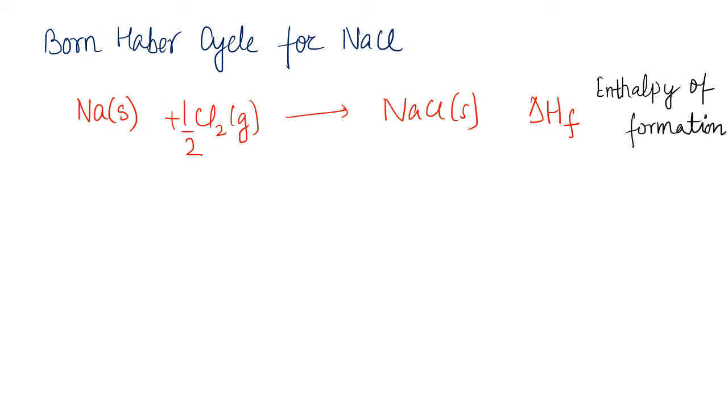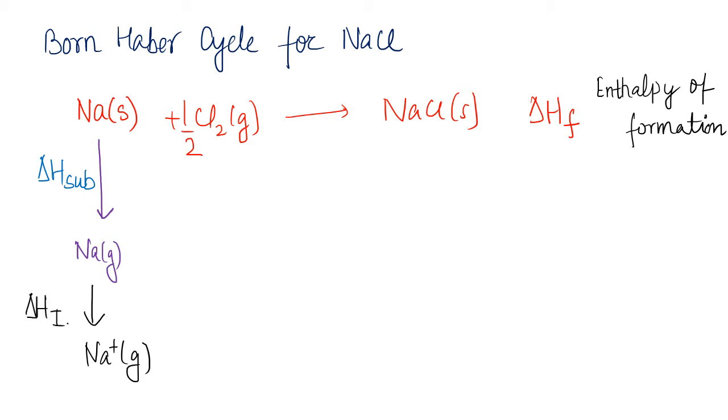Now, if Na solid reacts with half a Cl2 gas molecule, how does it go? First of all, we have to convert the solid into Na gas. When we convert a solid directly into gas, it is called sublimation, right? So we write this as enthalpy of sublimation. Now the sodium gas will become Na plus gas by loss of an electron. This is called ionization energy.